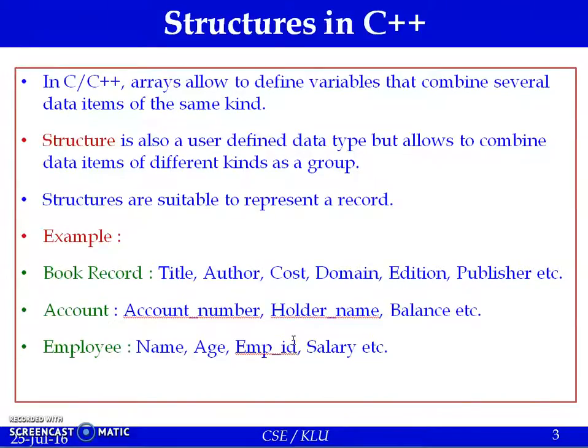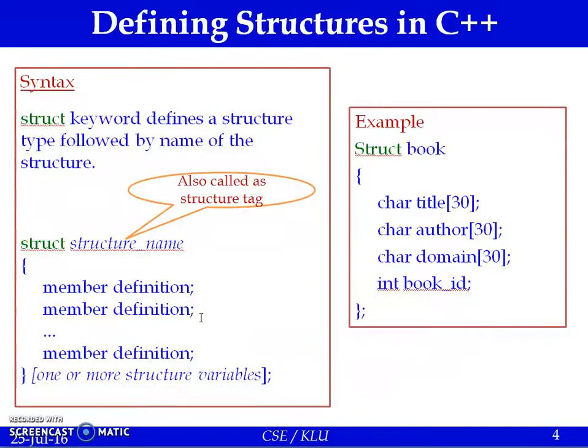Here are some examples. We have a book record where we are combining the items title, author, cost, domain, edition, publisher. The second example is an account where the members could be account number, holder name, balance. For an employee record, we can have name, age, employee ID, salary, etc. So for creating a record type in your programming, you can use structures.